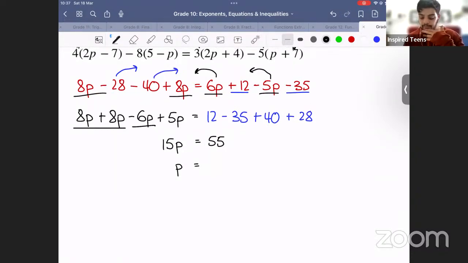55 or 45? 45, maybe. Yeah, definitely 45. And then we get 3. That should be correct. Let's double check. Okay, so yes, we get p is equal to 3.